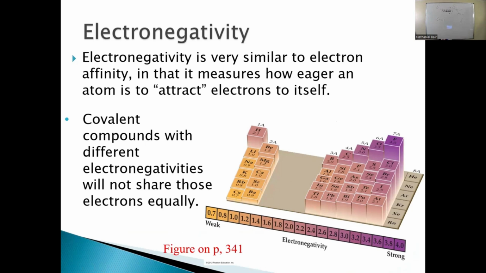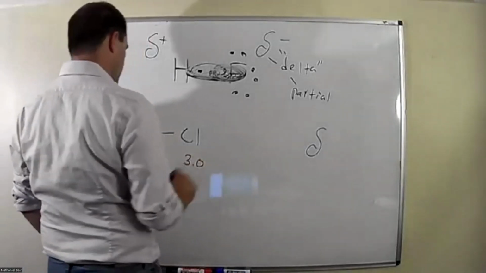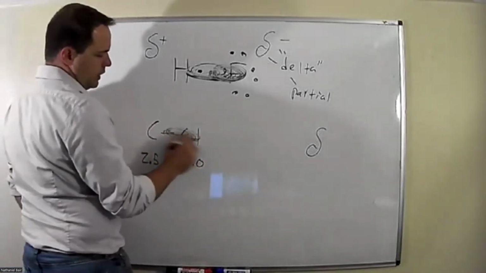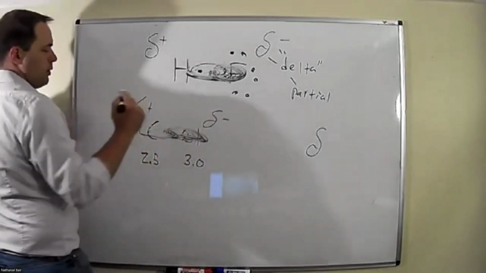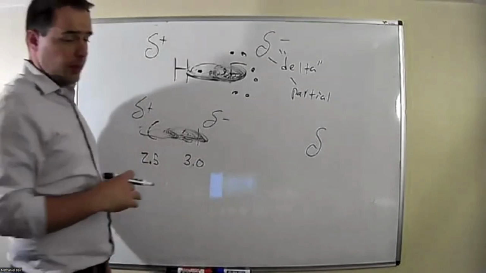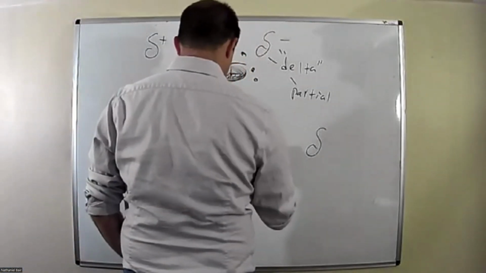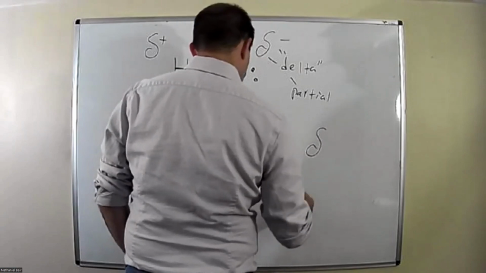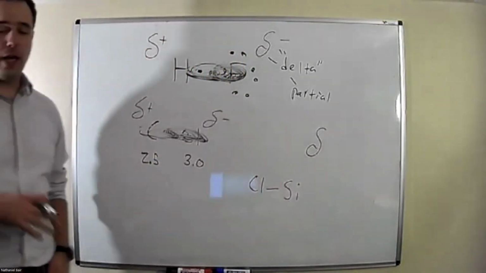All right. So carbon has an electronegativity of 2.5, chlorine 3.0. That's a difference of 0.5. Chlorine is hogging the electrons, carbon's being deprived. The chlorine will have a delta minus, the carbon will have a delta plus. Let's do another one. Why don't we do a chlorine to silicon bond? Go ahead, put the delta plus and delta minus on that.